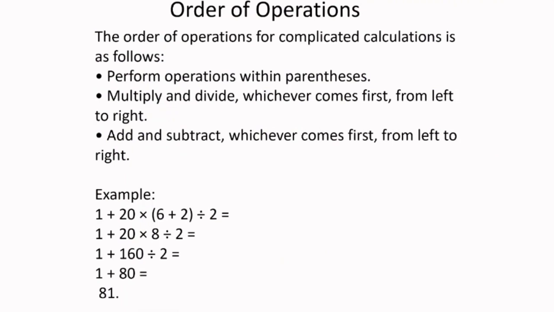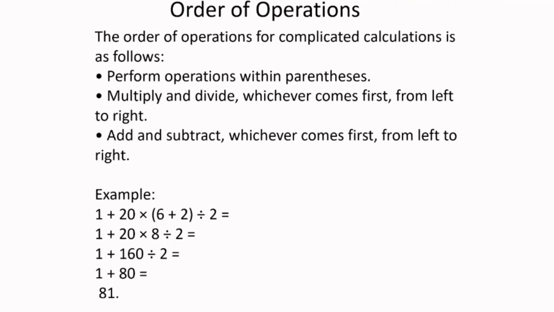Now let's come to the order of operations. The repetition again: the order of operations for a complicated calculation is as follows. You perform the operations within the parentheses, and then multiply and divide, whichever comes first from the left. If ever you've got multiplication and division, as long as you are starting from left to right. And then come addition and subtraction. It does not matter whichever comes first, but it is important that you cannot start with addition and subtraction before multiplication and division. That's what we're trying to emphasize here.